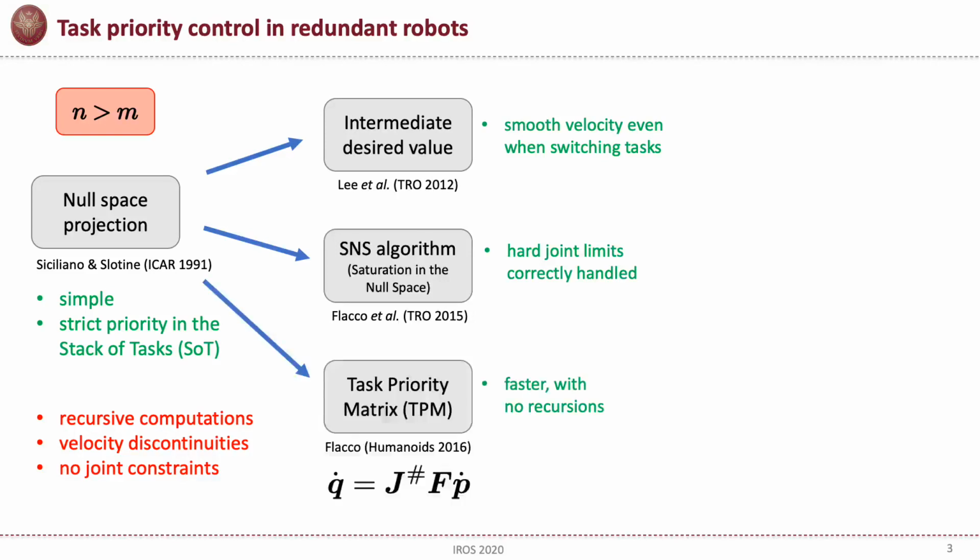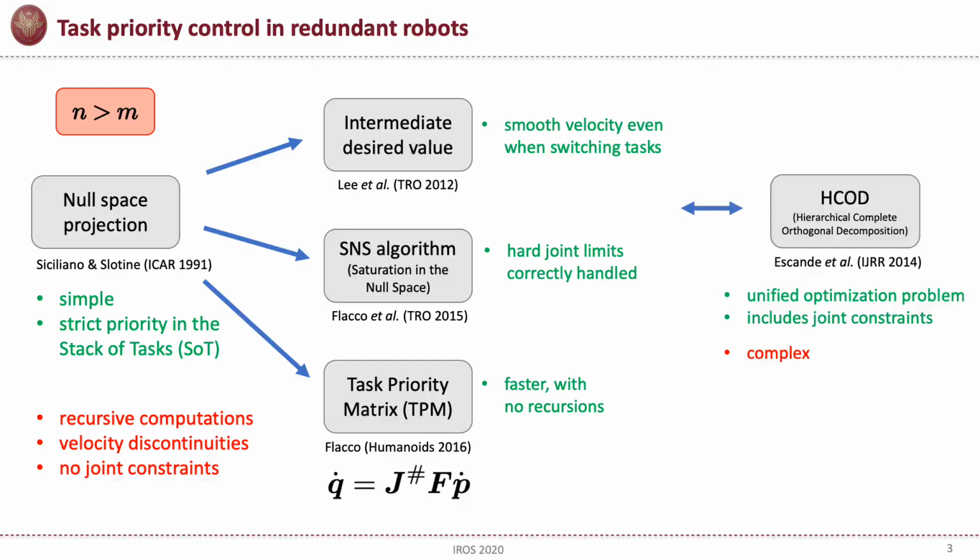The task priority matrix method has been proposed by Fabrizio Flacco to separate redundancy resolution from task priority handling. In this case, any change in the task priority structure requires only to modify the TPM matrix F, which contains a compact but complete information on the different task dependencies. Note that the TPM method returns exactly the same solution obtained by the null space projection.